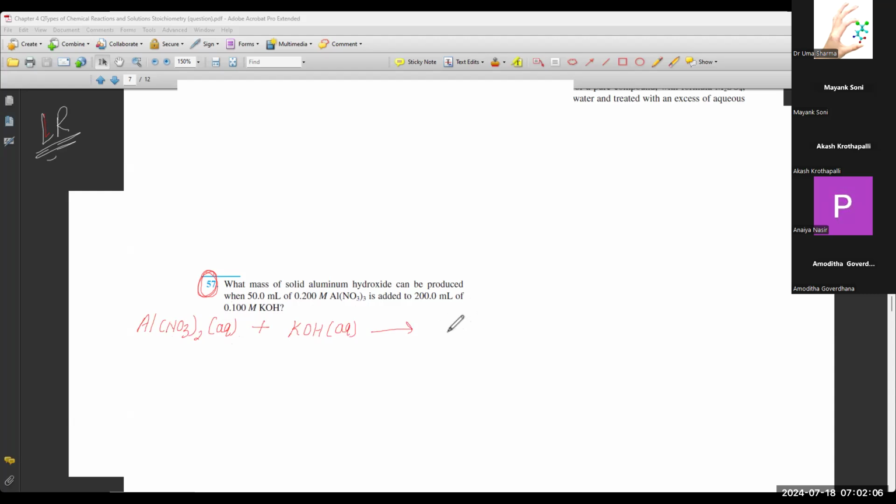The products are, give me the formula of aluminum hydroxide. Akash has already given the formula. Very good, Akash. Solid plus KNO3. Balance the equation, Ananya. Good. There are two nitrates. Oh, no, it should not be two, it's three. Aluminum has 3 plus. So, should I place 3 here? Yes, very good. Ananya. Perfect, Akash and Ananya.